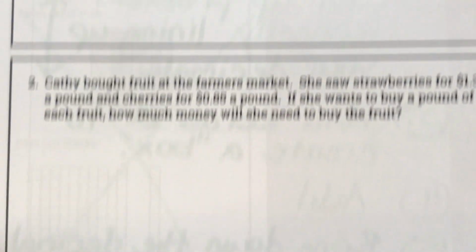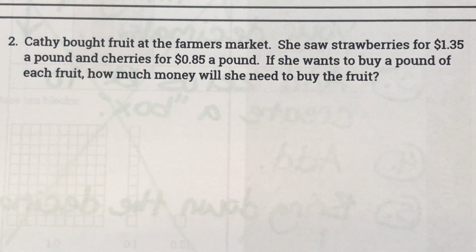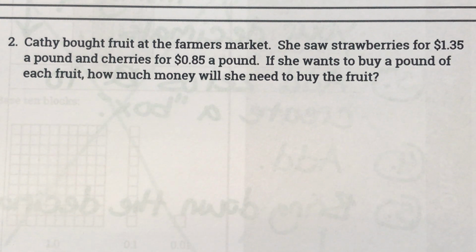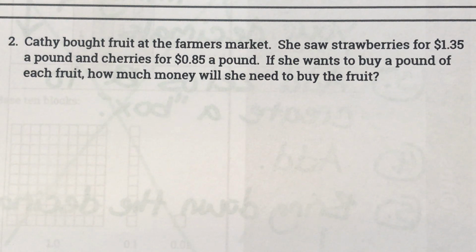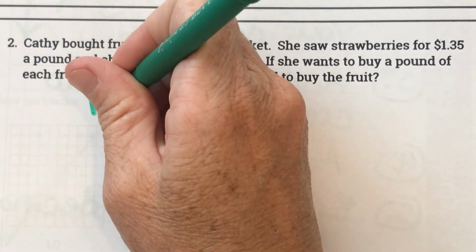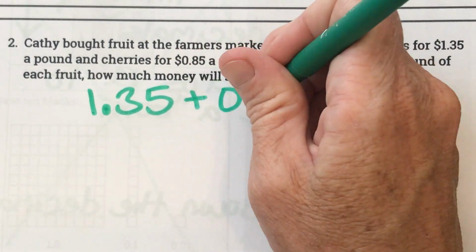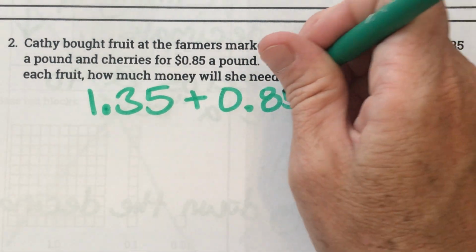Okay, let's look at our next one. It says, Kathy bought fruit at the farmer's market. She saw strawberries for $1.35 a pound and cherries for 85 cents a pound. If she wants to buy a pound of each fruit, how much money will she need to buy the fruit? So if she's going to buy one of each, our expression is 1 and 35 hundredths plus 85 hundredths.